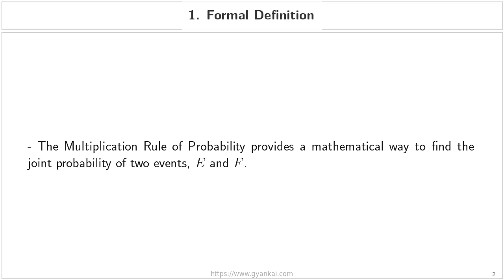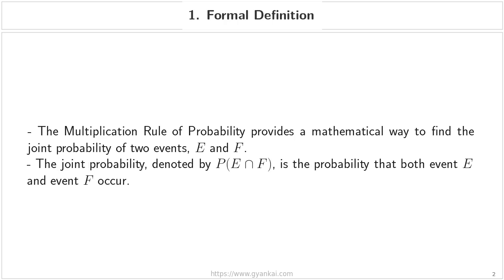1. Formal definition. The multiplication rule of probability is essentially our mathematical tool for finding what we call the joint probability of 2 different events, which we'll call event E and event F. When we talk about joint probability, we are looking for the likelihood that both event E and event F happen at the same time. In mathematical notation, we represent this as P of E intersection F. That little intersection symbol is just our way of saying, and, meaning both must occur.